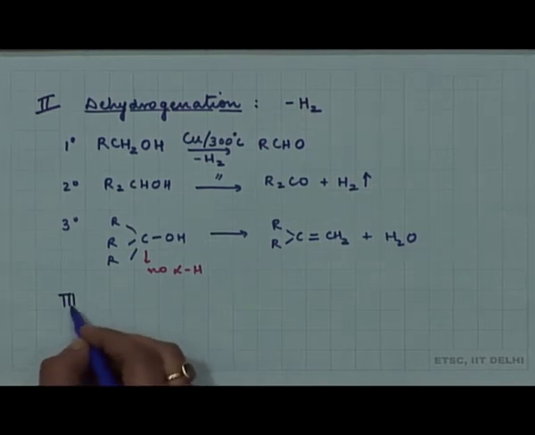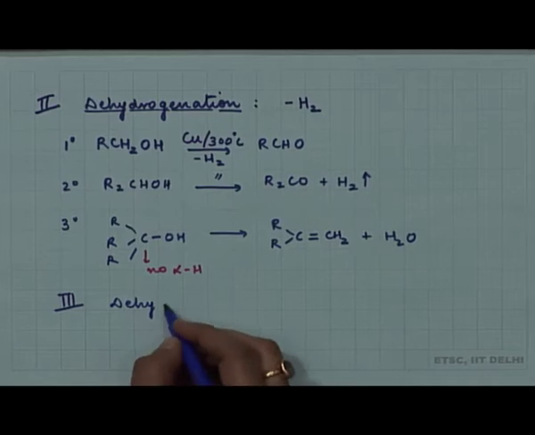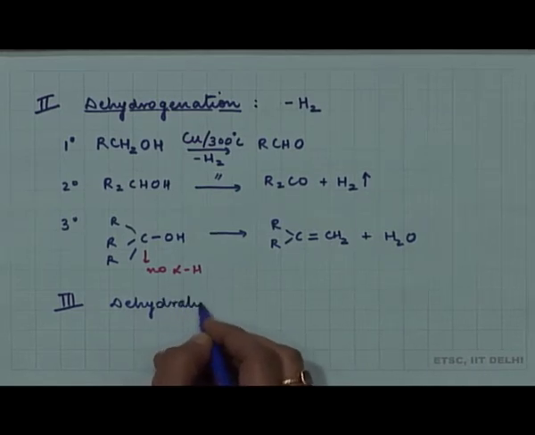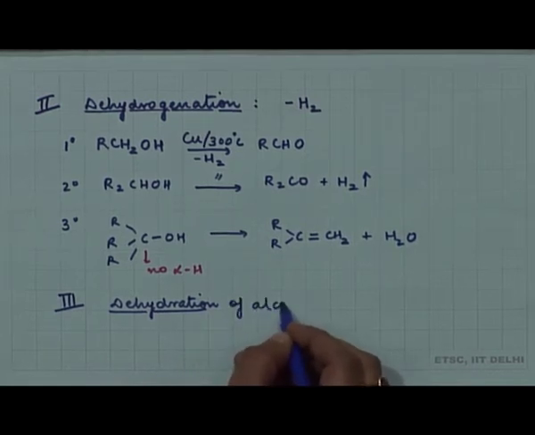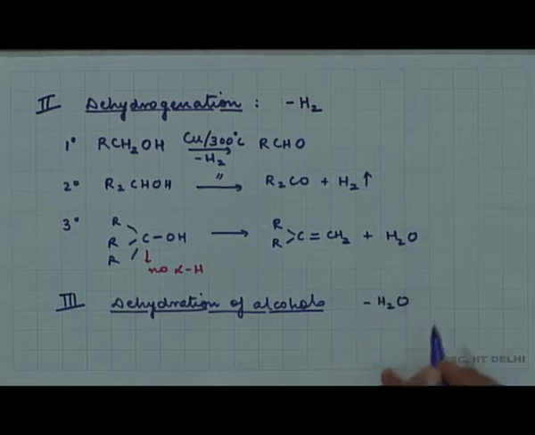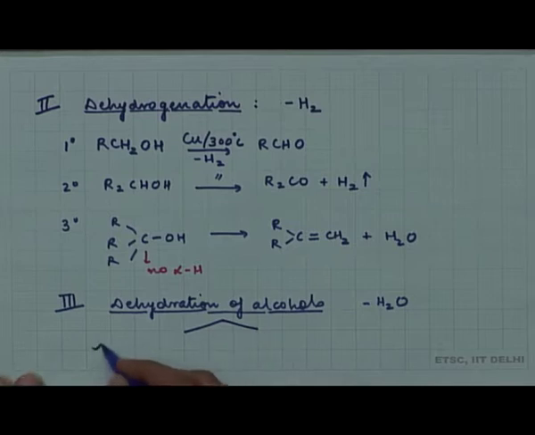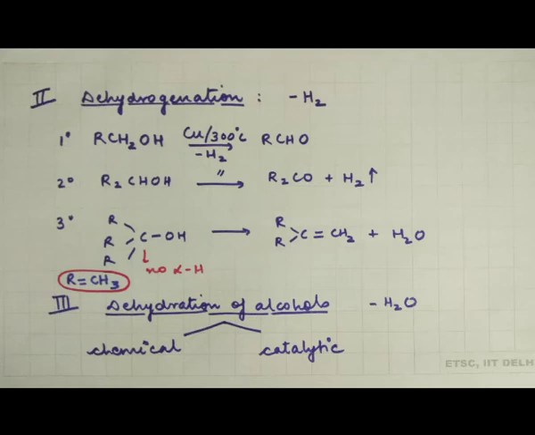All right. Moving ahead, another type of reaction involving both the alkyl and the hydroxyl part, which we just saw with the 3-degree alcohols, is the dehydration reaction. So, dehydration of alcohols, which involves, as the name says, loss of a water molecule. What are the different ways in which the dehydration can be effected? We can either have chemical treatment of the alcohol. So, we have chemical methods, or we can have catalytic dehydration of alcohols.